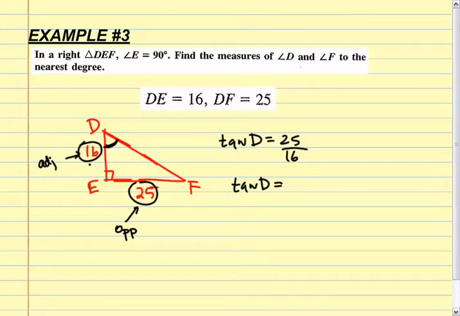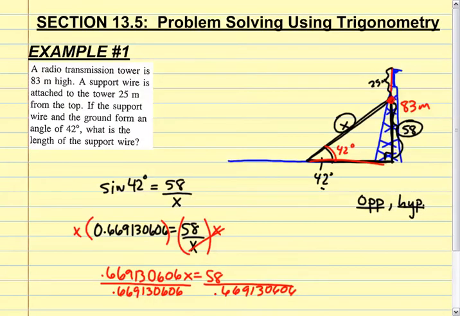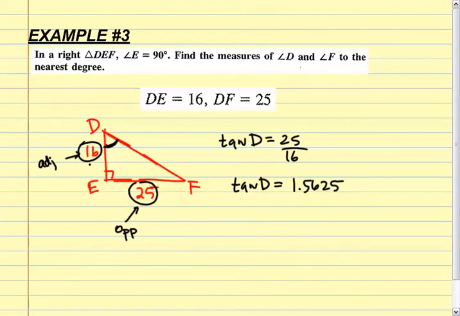So the tangent of D is equal to, what is that as a decimal? 25 divided by 16 is equal to 1.5625. Now, for these, I don't have the angle. For the previous one, they gave me the angle. It was 68 degrees, and here they gave me the angle, 42 degrees, so I just use regular tangent. But now they're giving me the value, and I need to find the angle. So now I need to use tan inverse. Whenever I'm looking for the angle, I need to use tan inverse.